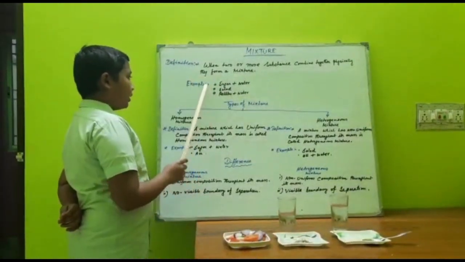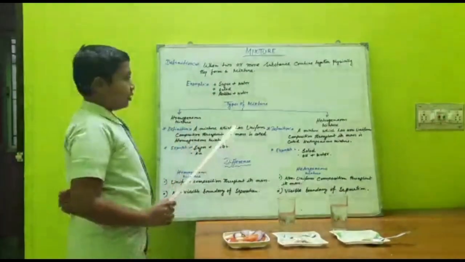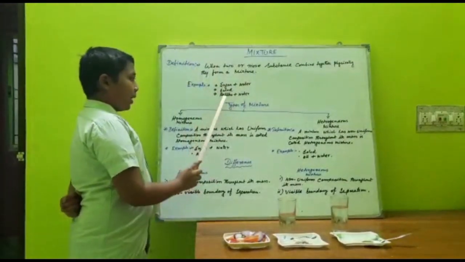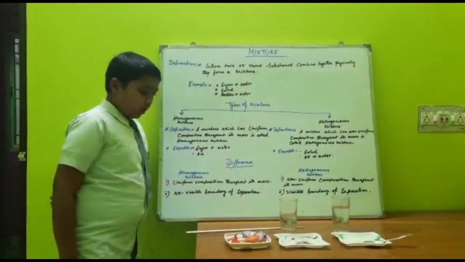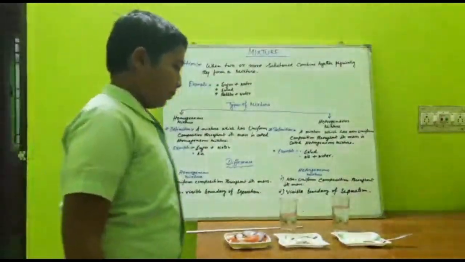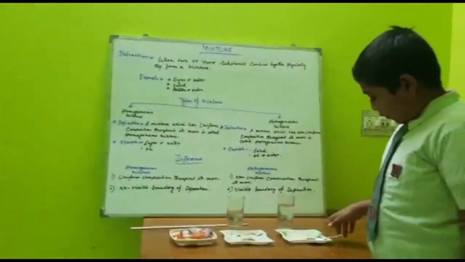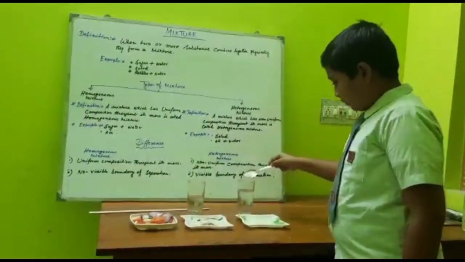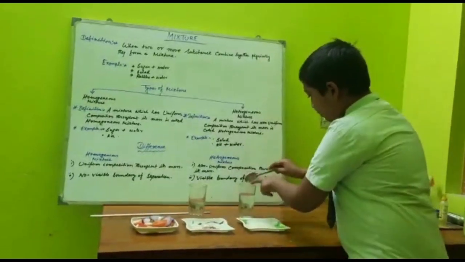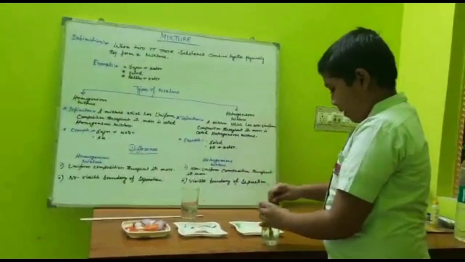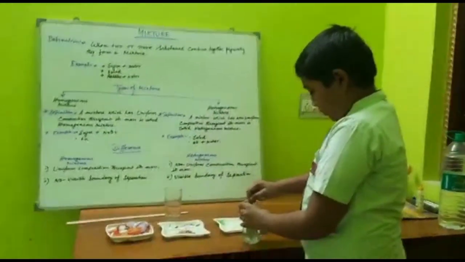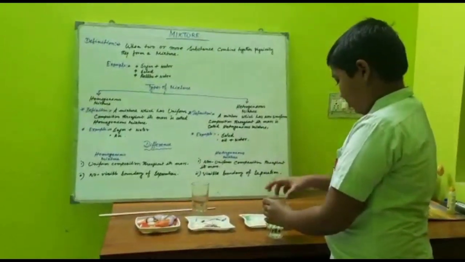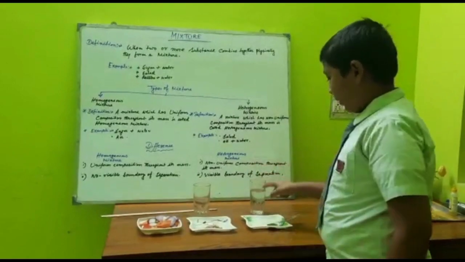So, there are many examples related to mixture. Sugar and water, then salad, pebbles and water. Now I will show you the examples. If I take 1 spoon of sugar and put it in the glass, and then I will stir it, it is forming a mixture.